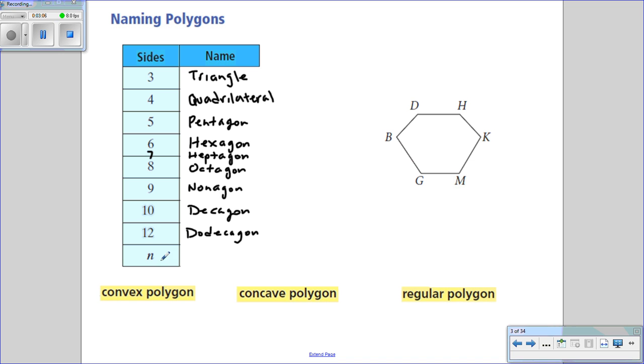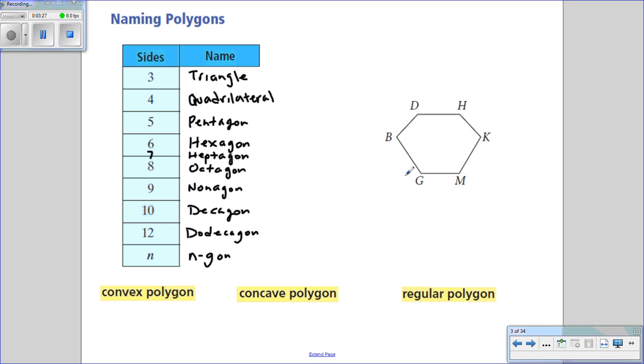And anything above 12, we just call it whatever number it is. Let's say it had 28 sides, it would be a 28-gon. So n represents any other number we don't have a name for. So that would be an n-gon, an 11-gon, a 14-gon.